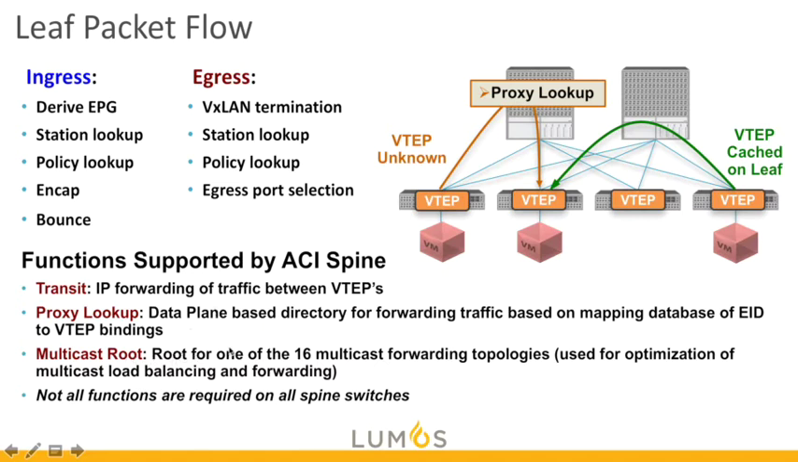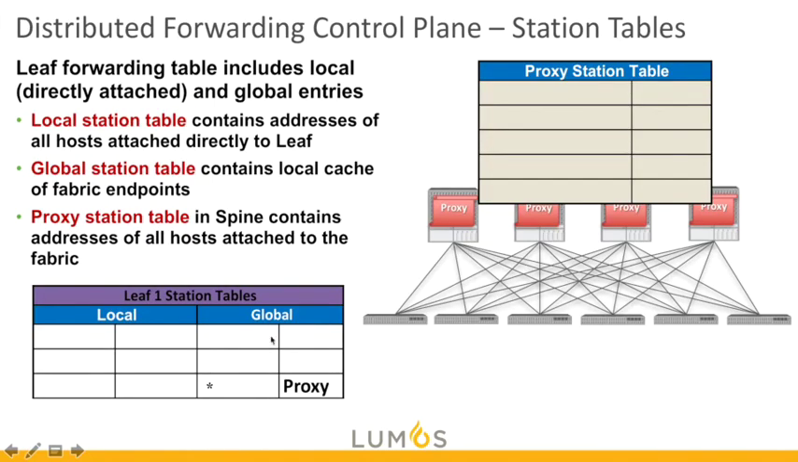Multicast route, so the ACI spines, we can divide up to 16 multicast forwarding topologies between the spines. Although not all functions are required on all spine switches, transit and proxy lookups are. So we have one thing to keep in mind: ACI is purely hardware forwarded. Nothing gets sent to a CPU. Some other SDN solutions might, for the first couple packets, have you install a flow. That means you send it to a flow lookup database, and that's done in software, and that can really slow things down. In ACI, everything is done in hardware.